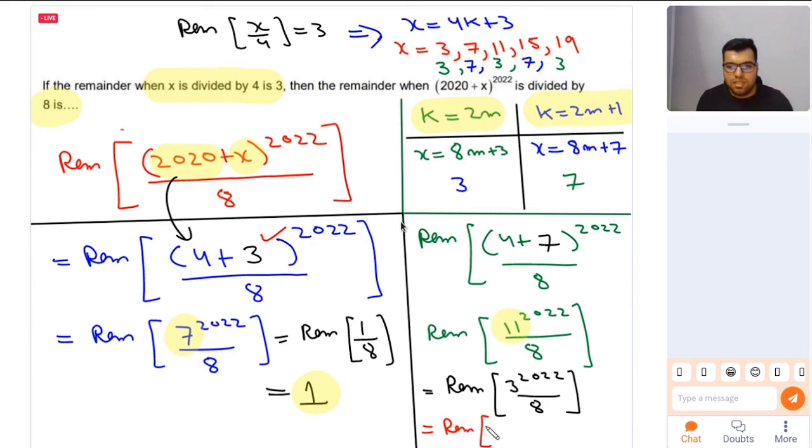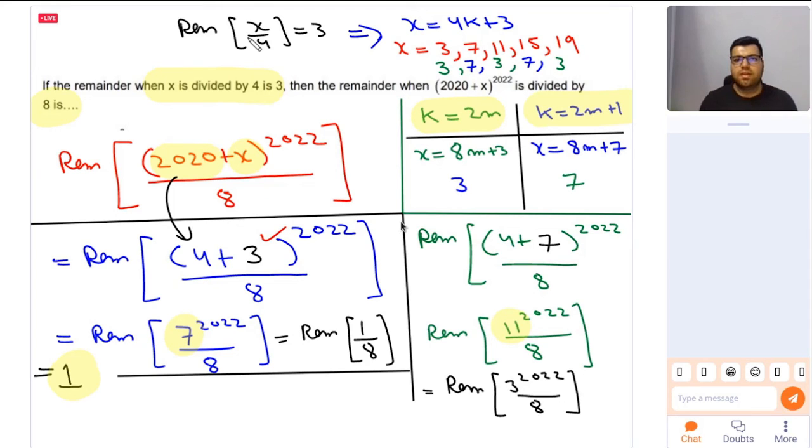so 3 squared. Let me write it on the left side, students, so that it is clear. Here this answer was 1. And we have to check what the answer is in the other case. Okay. So this thing becomes the remainder of 9 raised to power 2011 with 8.